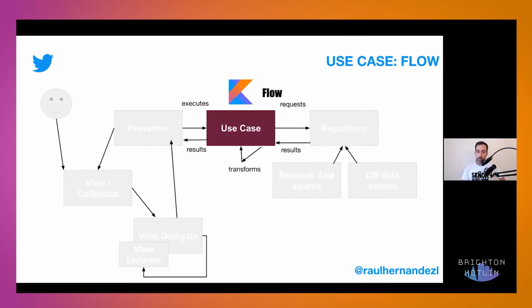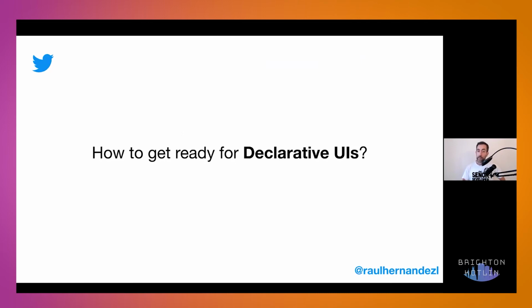Then the use case is going to transform anything that comes from the other inner layers and then collecting the results back to emit or expose these to the other entities like the presenter. And that's basically it. But then how to get ready for declarative UIs? That's the main question we are trying to solve today.